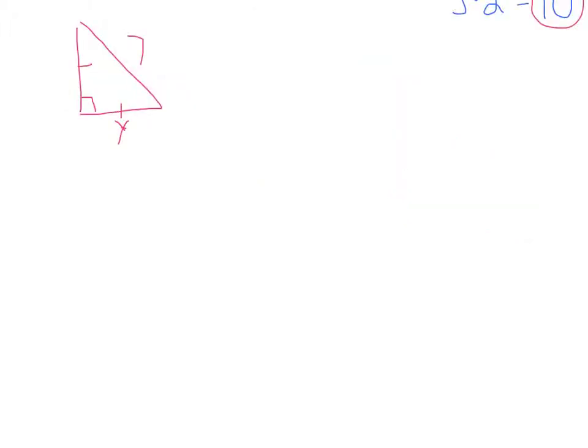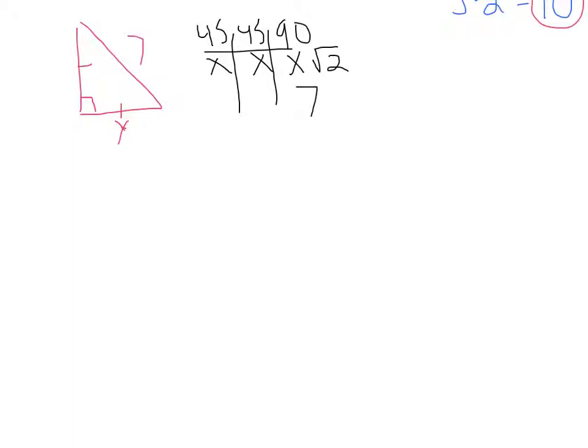So we're going to do one more 45, 45, 90 example, and we're going to solve for y on this one. So again, I'm going to start the same way. I'm going to set up my chart with 45, 45, 90, and my ratio of x, x, x square root of 2. And what I'm going to do is look at the value I'm given. I'm given 7. 7 is across from 90 degrees, so it goes in my chart in the 90-degree column.